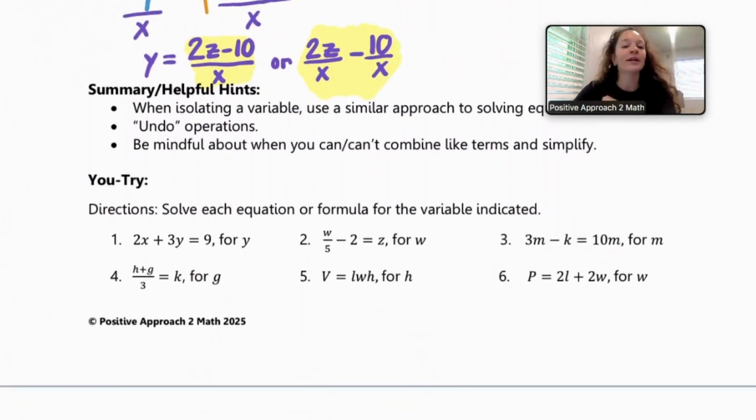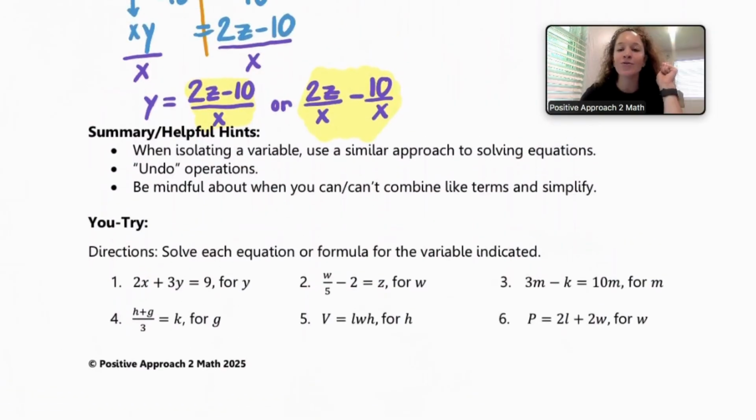Okay, summary and helpful hints. Here we are at the home stretch of our equations topic. When you are isolating a variable, you're using a similar approach to solving equations. You put that thing in the box and you strive to get it by itself. You just recognize you can't always combine like terms, so your right-hand side or your left-hand side, whichever side you're moving things to, might get a little bit scary looking, but that's okay. Make sure you are undoing your operations. And, oh, look at my last little reminder. Be mindful about when we can and cannot simplify and combine like terms and distribute and condense our fractions.